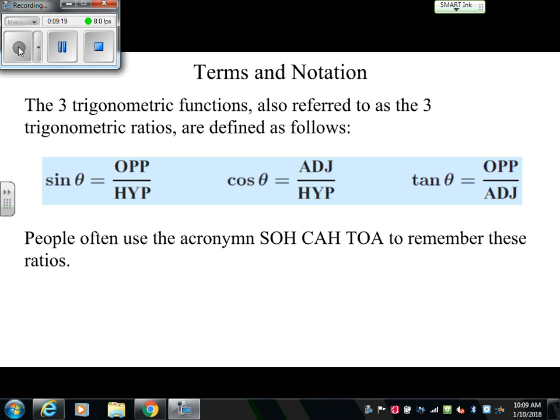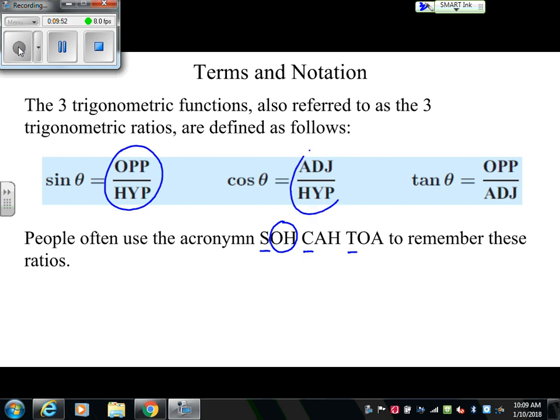To help remember these ratios, people often use an acronym or an abbreviation known as SOHCAHTOA. SOHCAHTOA is not an actual word. It just rolls off the tongue pretty easily, and it helps us remember the different ratios. So SOHCAHTOA, we've got S, C, and T, which stand for sine, cosine, and tangent. And then the letters after it, we've got O's, H's, and A's, representing opposite, hypotenuse, and adjacent. So sine is opposite over hypotenuse, just like we saw here.